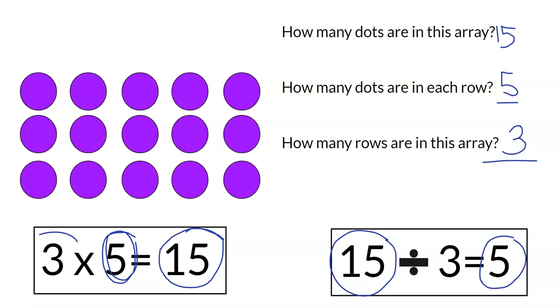And then in the last one, how many rows are in this array? So I see 3 over here and 3 over here as well. So we can see that multiplication and division are related. We can use an array model for both multiplication and division. It just depends what we are looking for when we're looking at our multiplication sentence and our division sentence, that we figure out which equation to use.